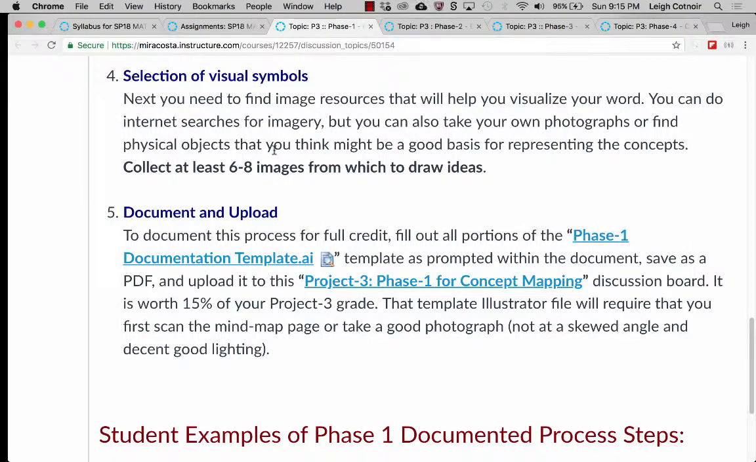And then you're also going to figure out some image resources. So go look at some pictures that are going to help you visualize your word. And when I say image resources and visual symbols, I don't necessarily mean go find clip art. I want you to go find photographs. That's ideally what I'd like for you to do. You can do internet searches for imagery. You can also take your own photographs if you would like. You can find physical objects that you think might be a good basis for representing these and take pictures. So you need to collect 6 to 8 images from which you can draw some of your ideas.